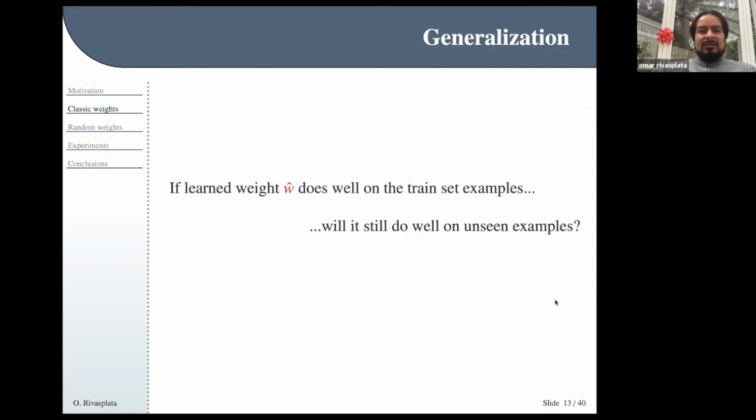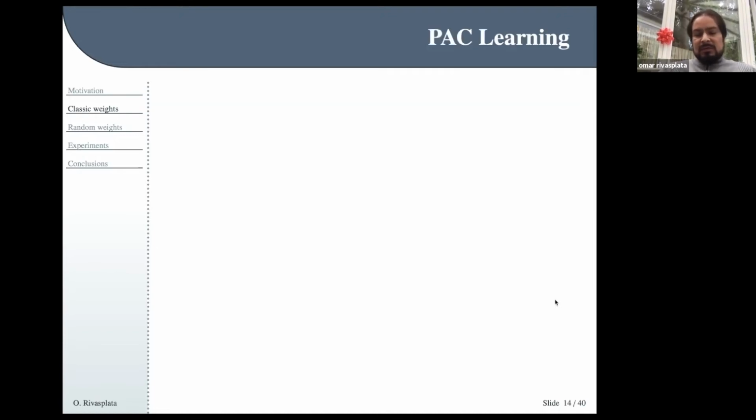Talking about generalization, just to describe it in words: we have a learning rule that says we're going to choose a weight vector that does well on the training set examples. What we want ultimately is to guarantee that the learned weight will still do well on unseen examples, on examples that were not seen during training. That's what we call generalization.